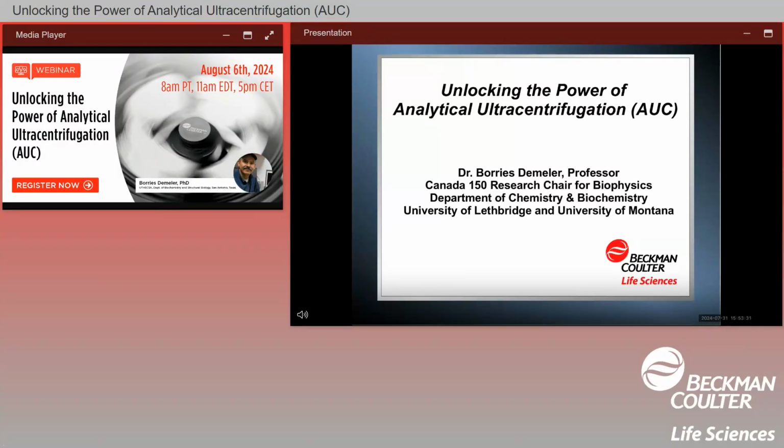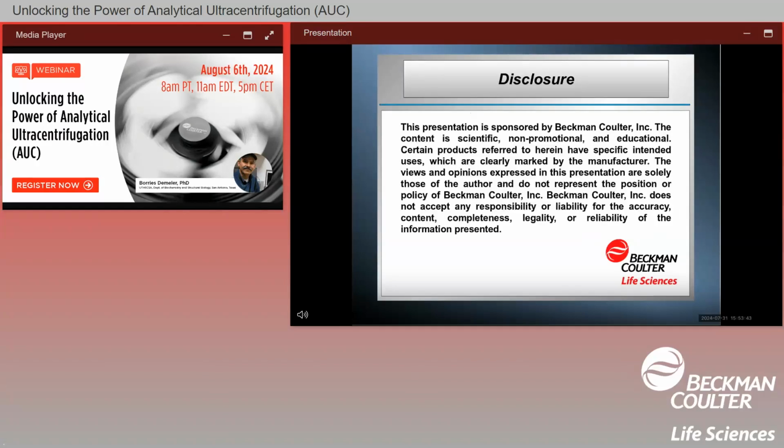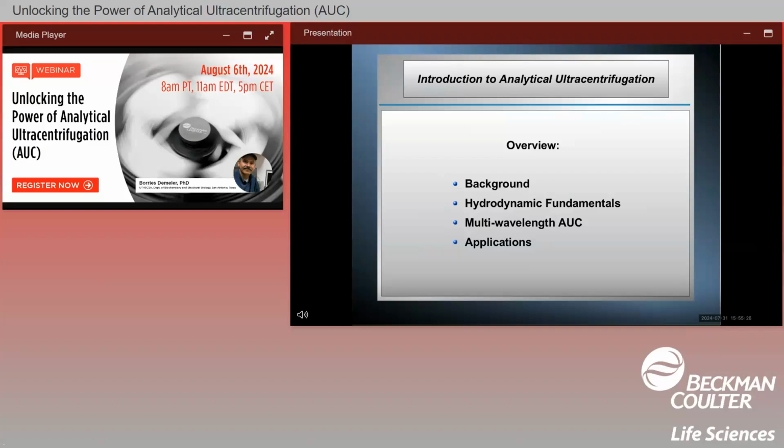It is my pleasure to present today's seminar, sponsored by Beckman Coulter Life Sciences, on unlocking the power of analytical ultracentrifugation, or AUC. I'll start off with a disclosure that Beckman asked me to present, which is shown on this slide. I'll begin with an overview of analytical ultracentrifugation by covering the background and the hydrodynamic fundamentals. Then I'll discuss a new approach for measuring analytical ultracentrifugation experiments called multi-wavelength AUC, and discuss some application examples.